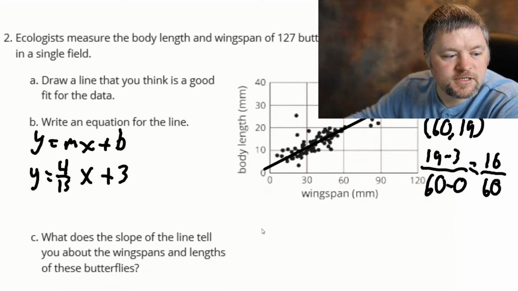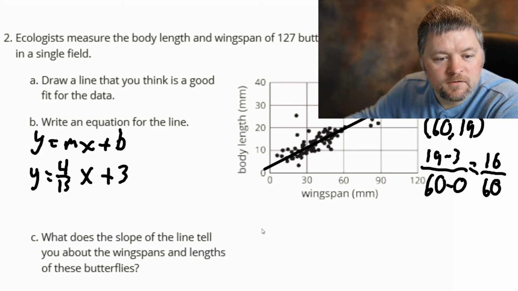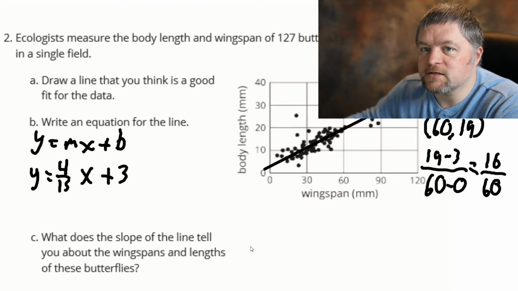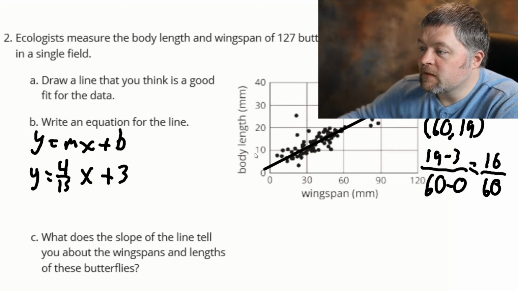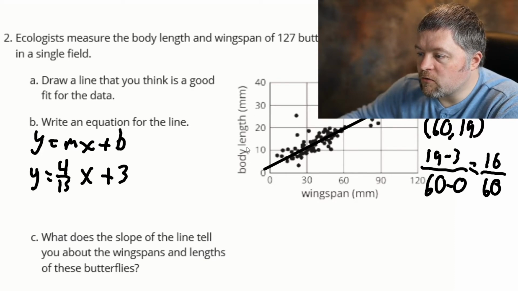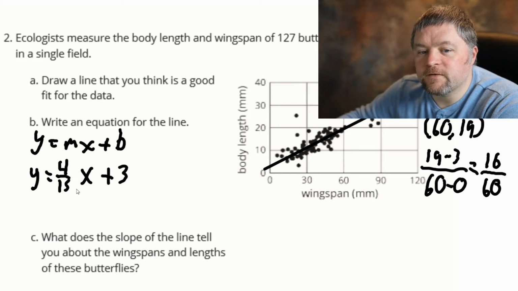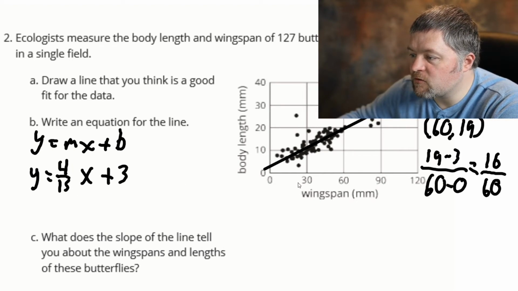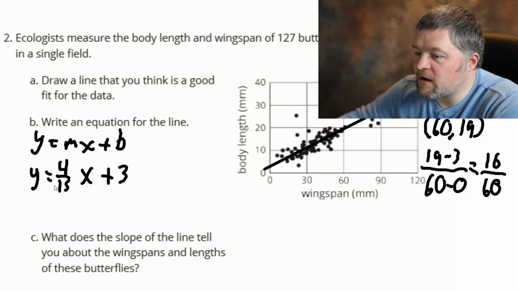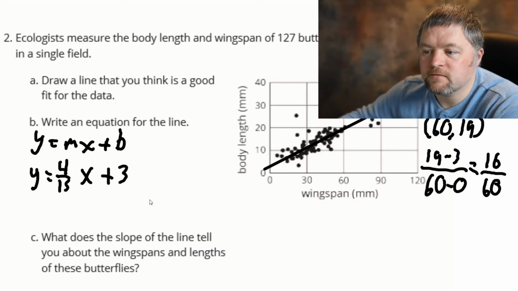Our next question says, what does the slope of the line tell you about the wingspans and lengths of those butterflies? Well, what does that tell us? It tells us that the body length grows by about 4/15 as the wingspan grows by 1. The body length goes up by 4/15 of a millimeter as the wingspan goes up by 1 millimeter.